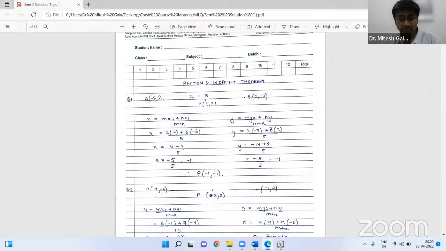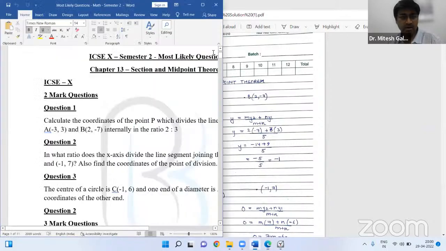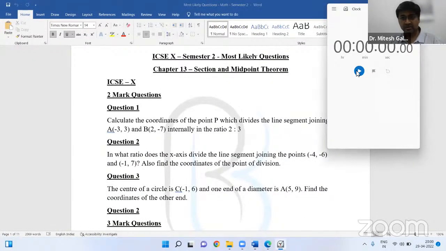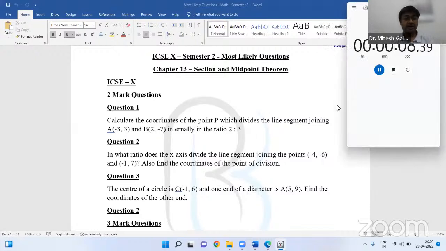Let me put the question on. Okay, so one second. Yeah, that's your question, and this is the clock. 3 minutes to go. The first question, 2 marks. Section and midpoint formula. Calculate the coordinates of P which divides the line segment joining A and B internally in the ratio 2:3. Come on, begin.